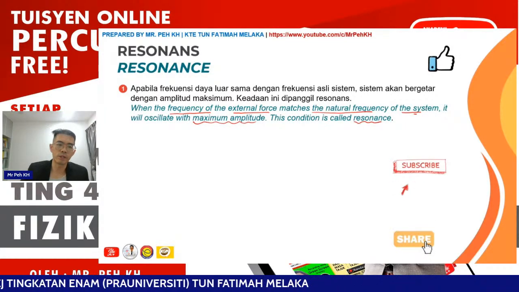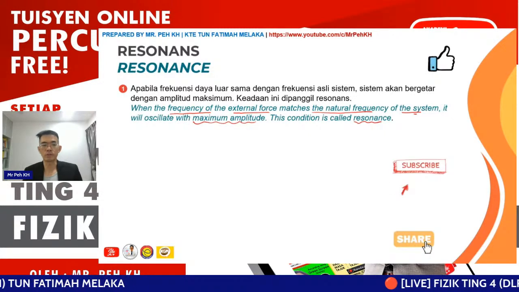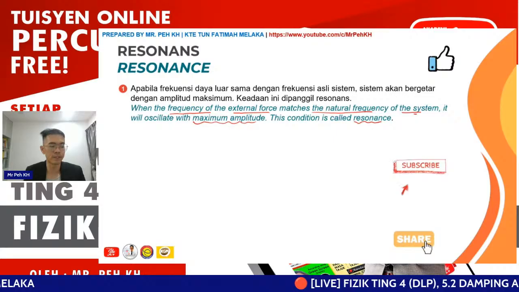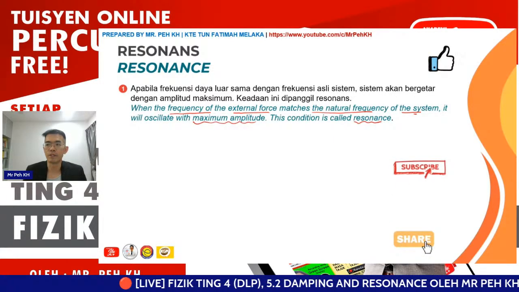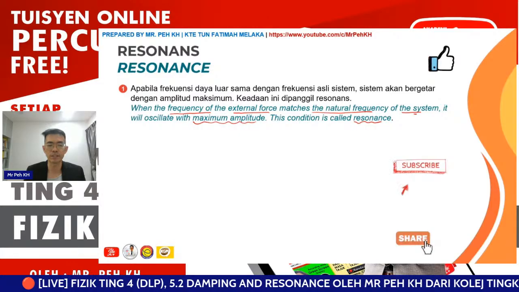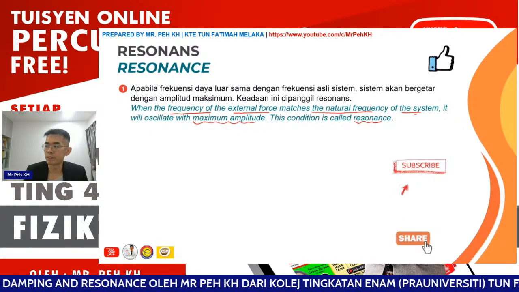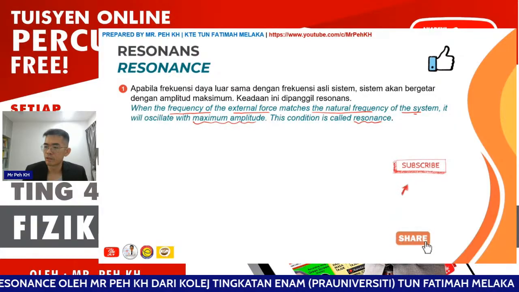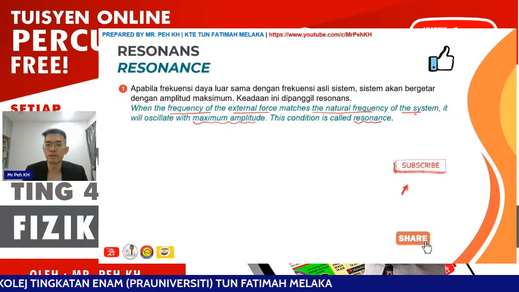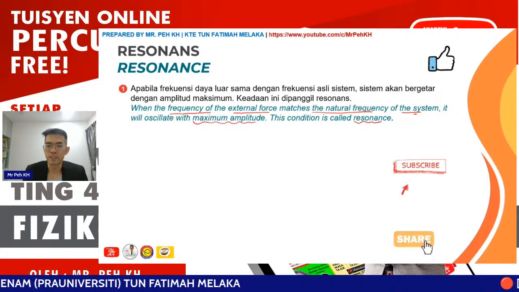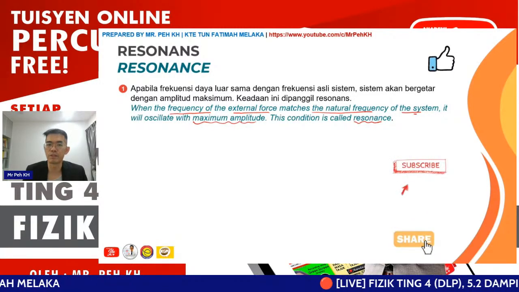Okay, so just now we have gone through the natural frequency of the system. For example, the spring constant. For example, the simple pendulum is affected by g and L. Then for the loaded spring, the natural frequency of the system is affected by the mass of the object together with the spring constant. So that means that the natural frequency of the system will be different if they have different properties. For example, the length of the pendulum is different.